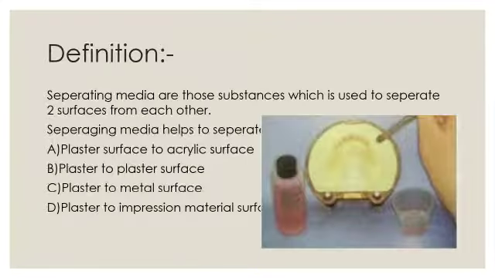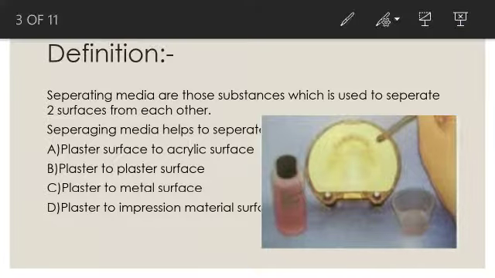Okay. Coming to definition, as the name itself indicates, separating media are those substances which are used to separate two surfaces from each other. And separating media help to separate plaster surface to acrylic surface, plaster to plaster surface, plaster to metal surface, and plaster to impression material surface. In this picture, we show applying separating media with a brush while processing of the denture, complete denture.